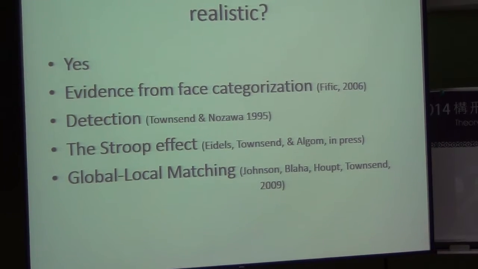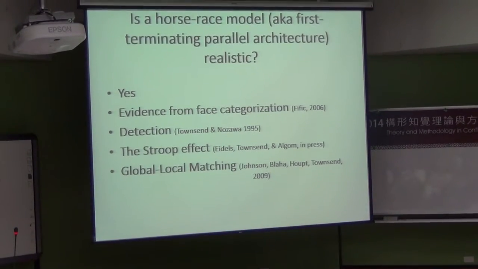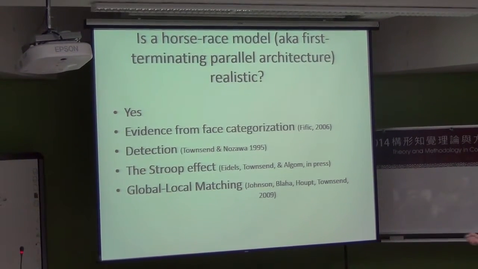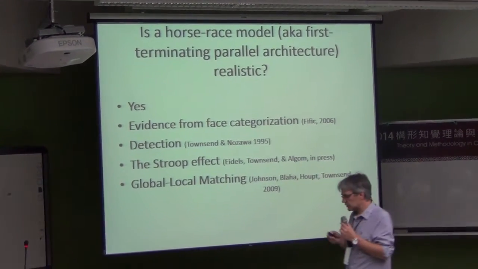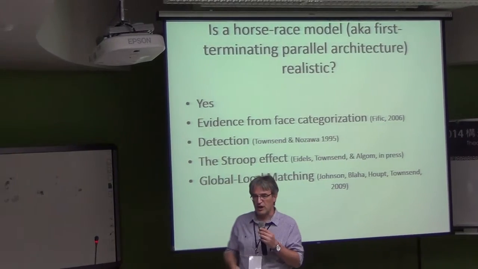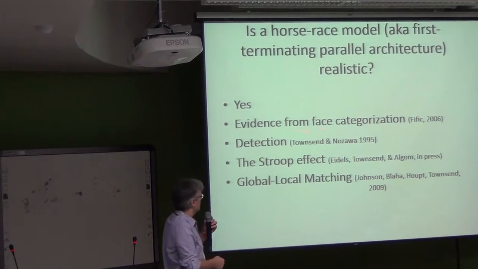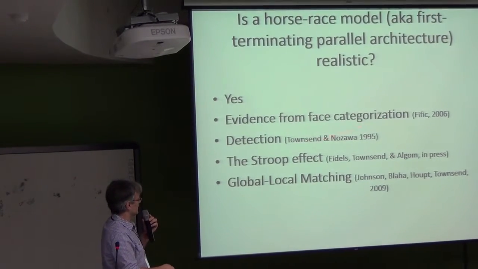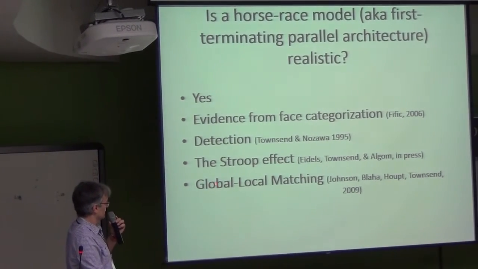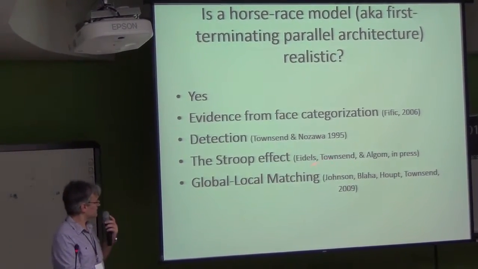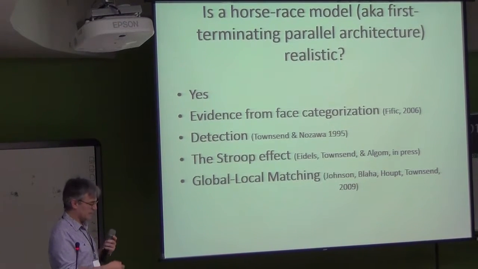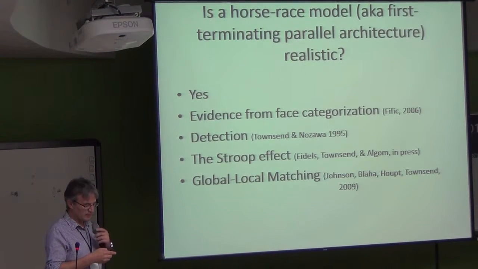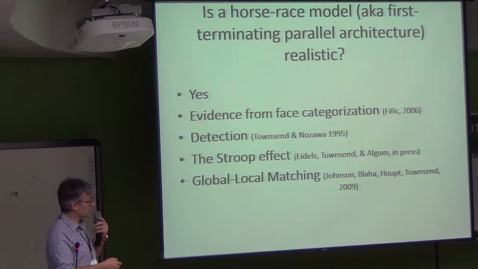All right, another thing is we can ask about the credibility of the horse race model. Is it good enough to deal with this complex problem? Yes, of course. It has been used widely in different areas, such as face categorization, detection, speed effects, and global-local matching studies. So this approach has been used widely before in other studies.